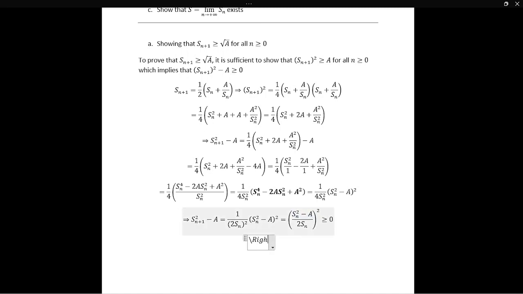So this now means that s of n plus 1 all squared minus a is greater or equal to 0. Now to get the proof, we are going to add a to both sides of the equation. So we get s of n plus 1 all squared is greater or equal to a. Then we just take the square root on both sides of the equation. If we take the square root of s of n plus 1 all squared, we are going to have greater or equal to the square root of a. But now the square root of s of n plus 1 all squared is the absolute value of s of n plus 1.